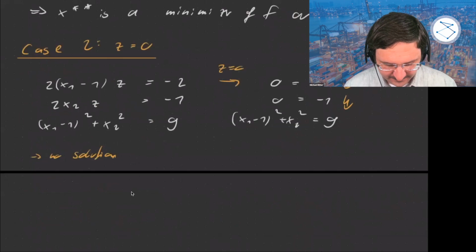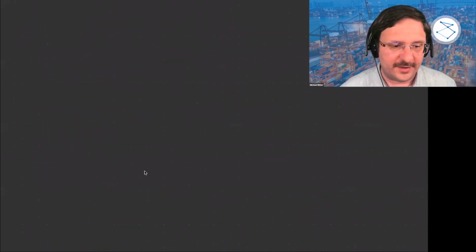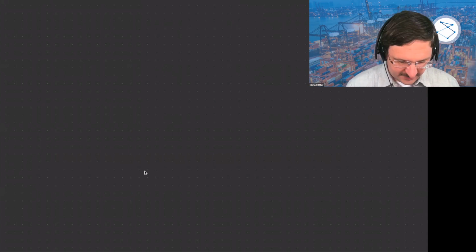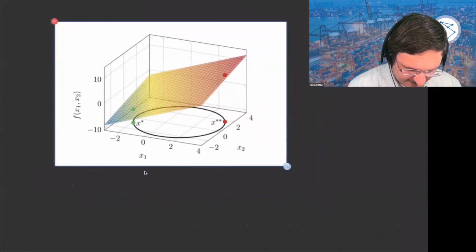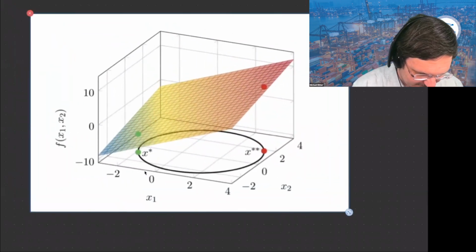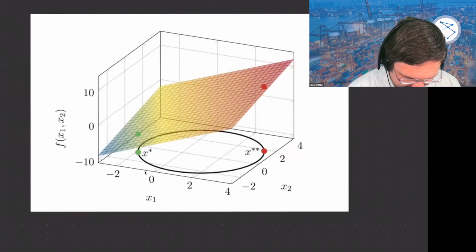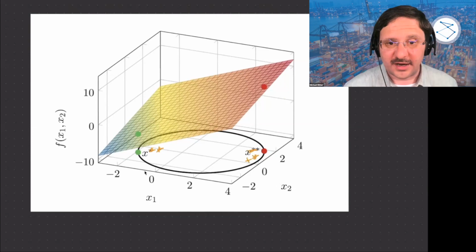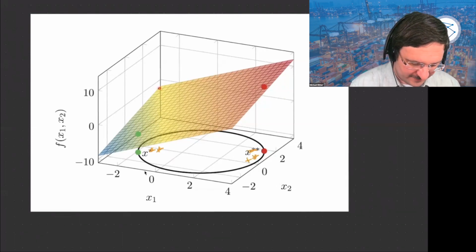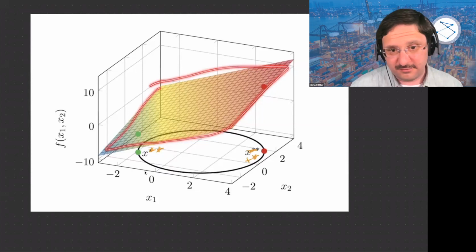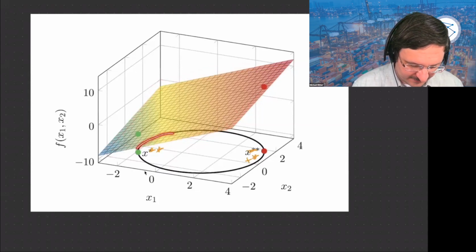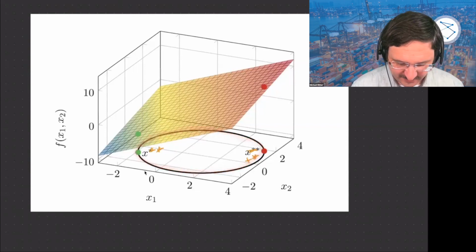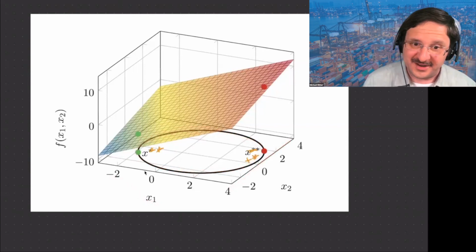That's our minimizer. And if you actually look at that function, I have taken the liberty of plotting that so that you can have a look at that. Unfortunately, I mixed up the notation here. So this here is actually our x double star, and this is our x1 star. So this is how that looks. Basically, the function f is a plane, and this here is our circle. Doesn't look that circular because of the scaling of the two axes here. But believe me, it is a circle.